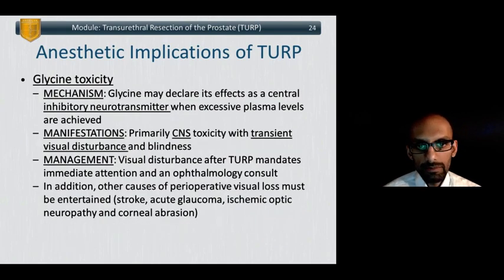Glycine toxicity, as I mentioned, it's an inhibitory neurotransmitter. It manifests primarily with CNS toxicity and transient visual disturbance. So any sort of visual disturbance after a TURP mandates immediate attention and a consult from the ophthalmology service. Other causes of perioperative visual loss must be entertained as well, such as stroke, ischemic optic neuropathy, corneal abrasion, and acute glaucoma.